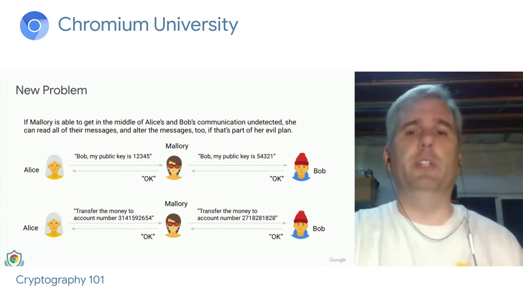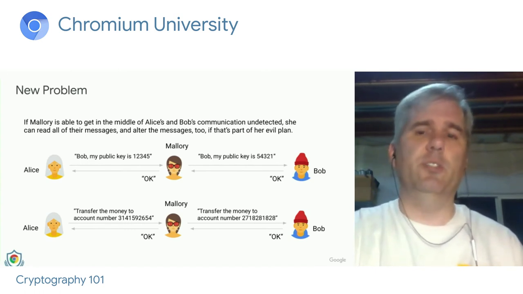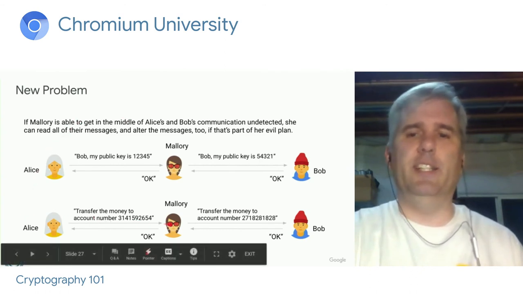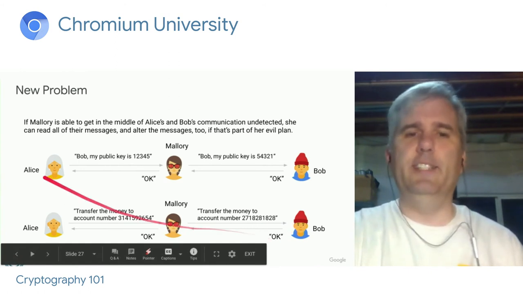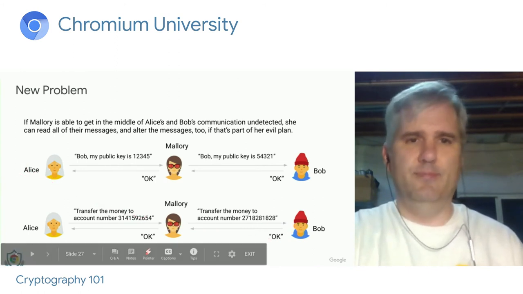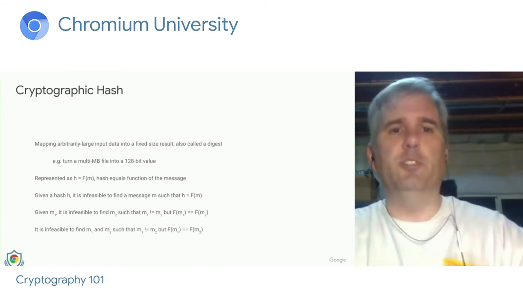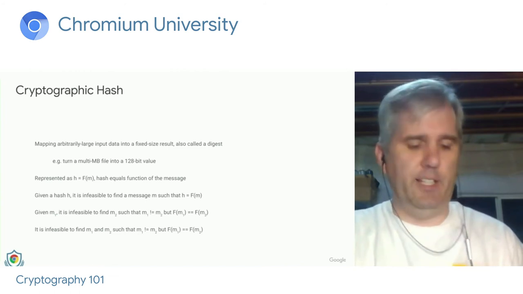Mallory decrypts, re-encrypts, sends it back to Alice. And so they think that they're talking to each other. Alice says, hey, transfer the money to my account number. And Mallory sticks her own account number in there. And Bob's like, okay, I did it. So we need a way to verify those public keys. And we can do that with a cryptographic hash that can help us.